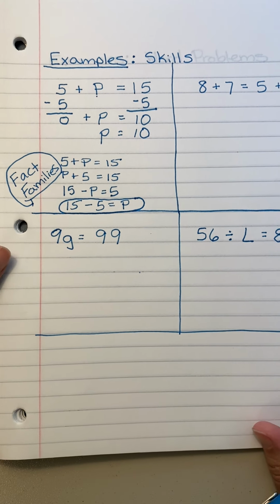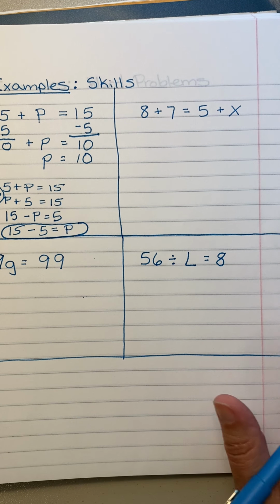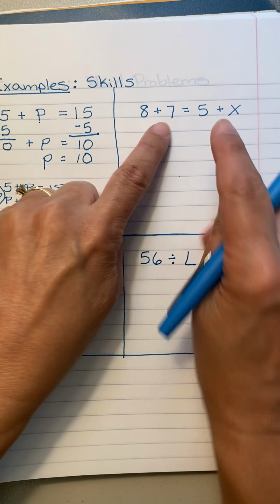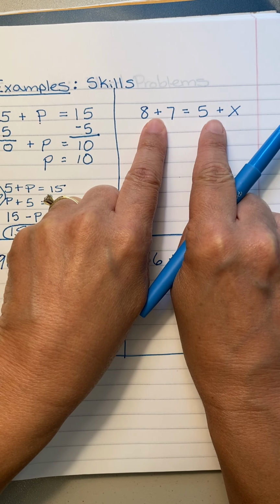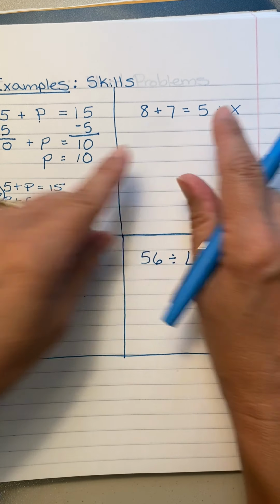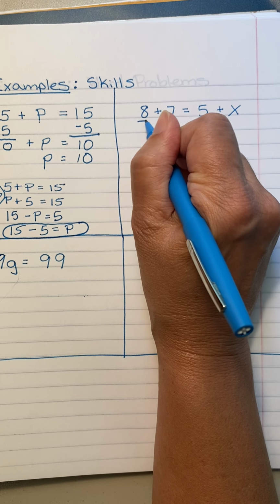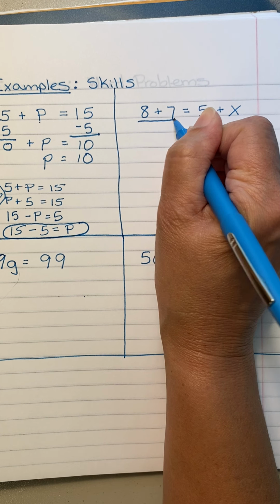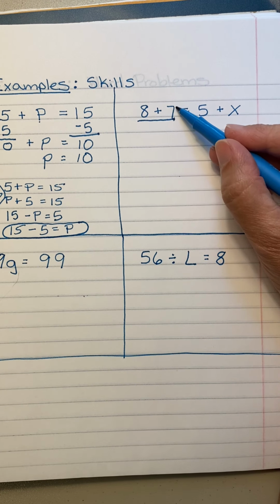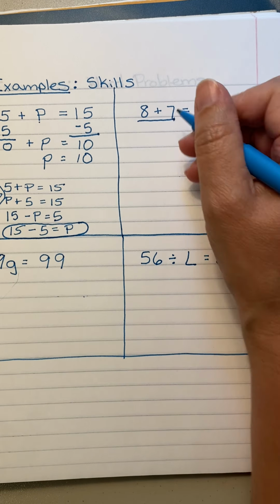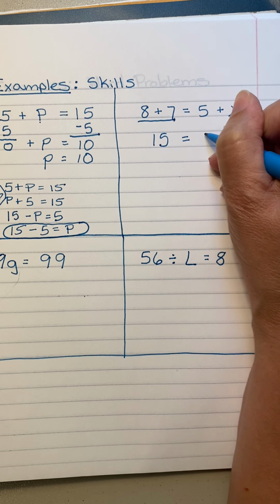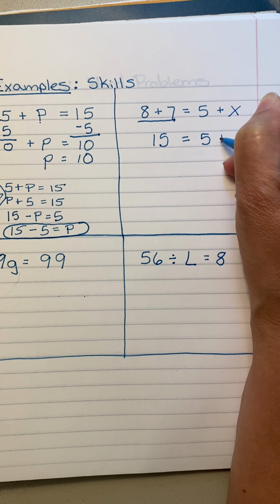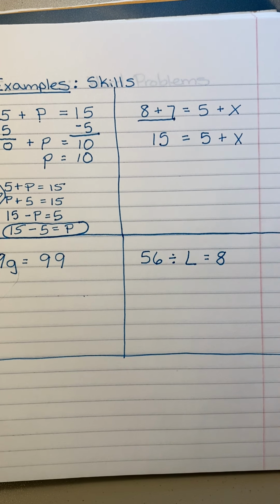Another example here is where we have two expressions connected by an equal sign. That means the value on both sides will be the same. So I'm going to begin by solving my numeric expression of 8 plus 7. 8 plus 7 equals 15. 15 equals 5 plus x.